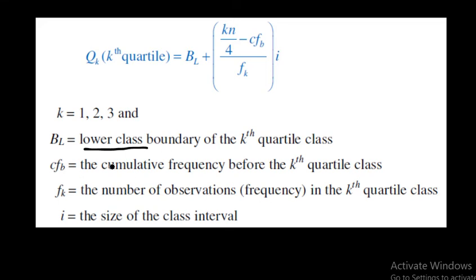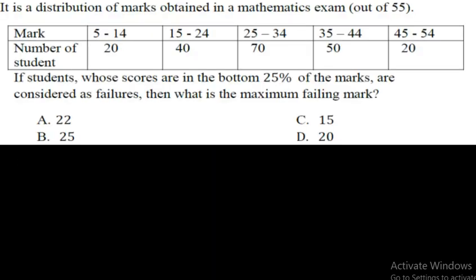Then what is CFB? The cumulative frequency of the class before the K's class. Once you identify the class, you are going to find the cumulative frequency of the class before. And FK means the frequency of the K's class, or the current class that we are going to calculate. The I means the class interval. So keep this in your mind and let's get back to our equation. As I said before, we are asked the maximum of the bottom 25%, which means we are asked to find the first quartile.